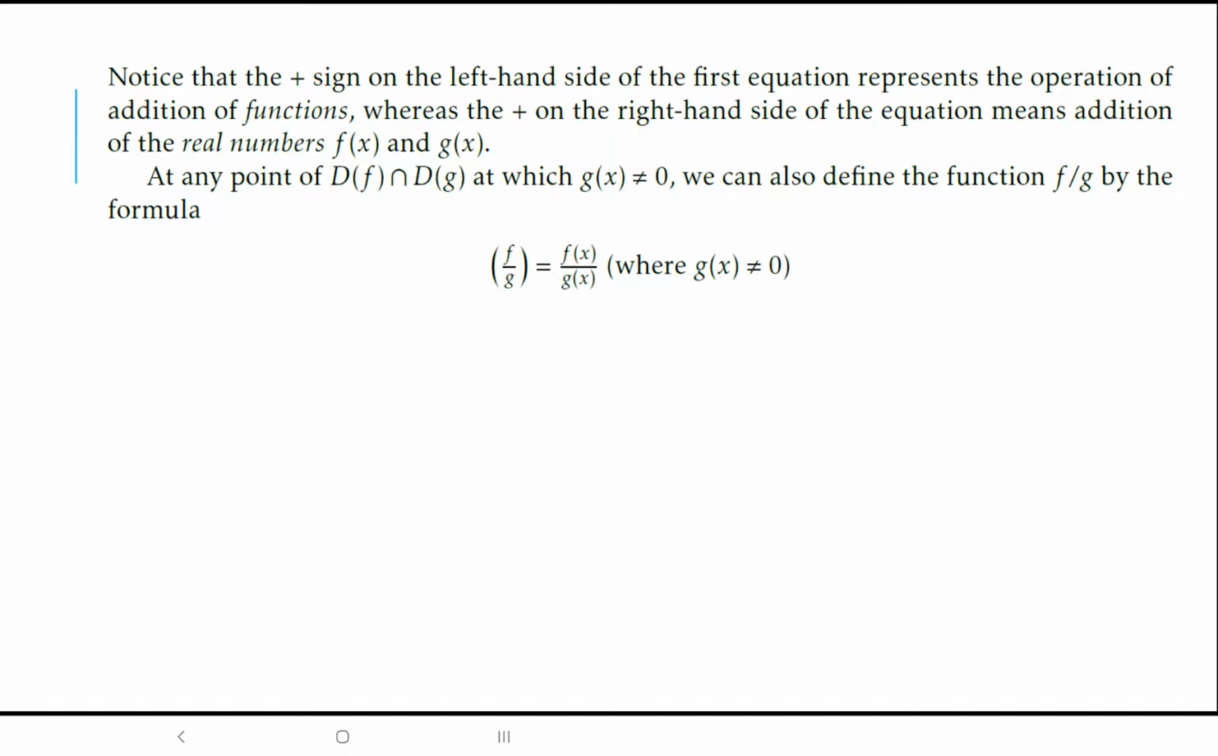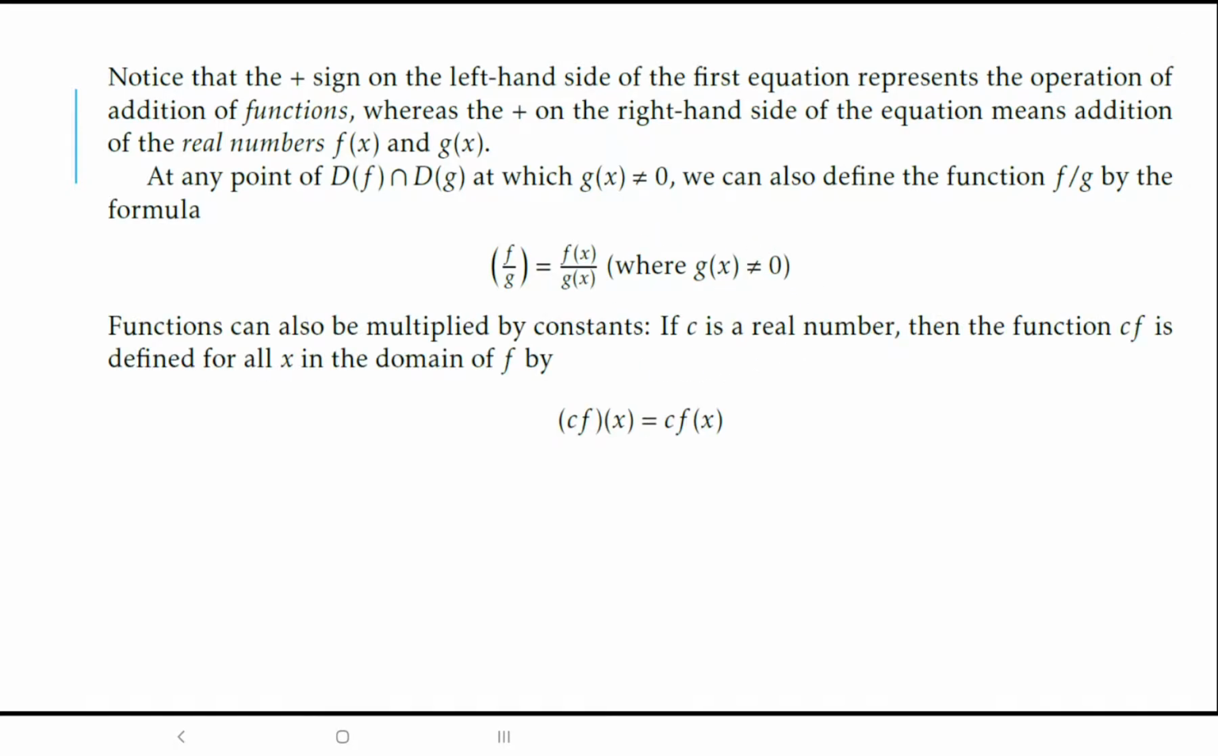Okay. When it comes to the division of functions, ganun pa rin naman yung domain. We just get the intersection of the domain of f and then the domain of g. Pero this time, we have a special condition wherein yung g of x natin must not equal 0 because we know by now that we cannot divide anything by 0. So, meron lang tayong additional na restriction. Okay, and then we can also multiply functions by constants such as the following.